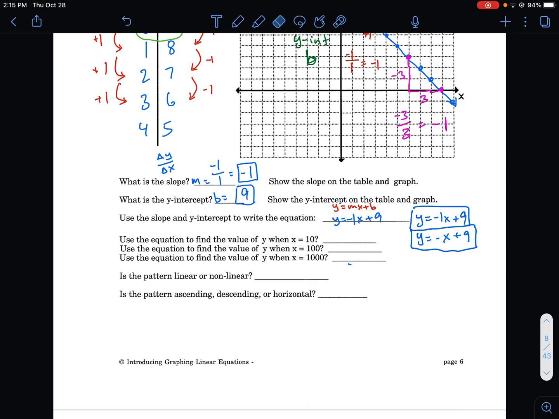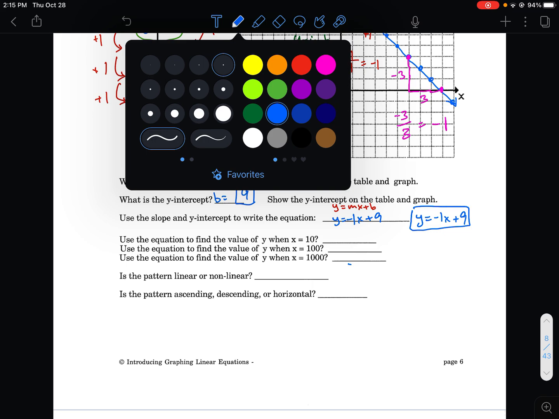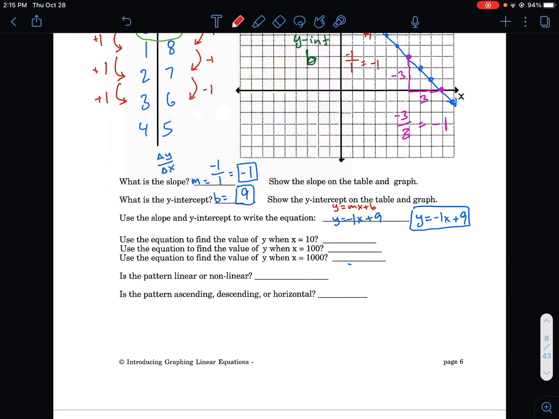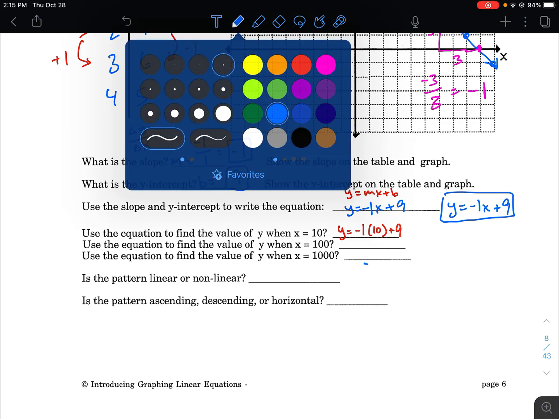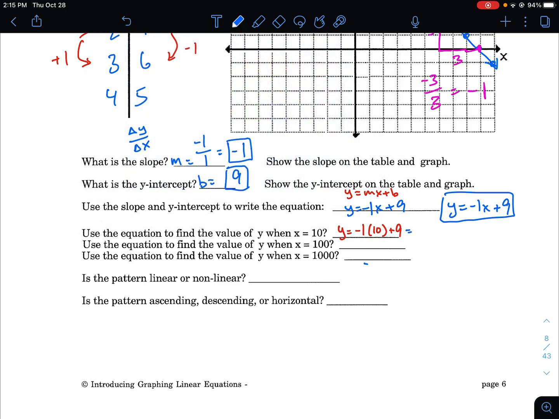All right, they want us to use the equation to figure out what y equals when x is 10. So we're going to replace x with whatever number they give us. So I'm going to use my equation, y equals m, which is -1, times x, which is in this case 10, plus 9. -1 times 10 is -10. And -10 plus 9 is, you subtract and you take the sign of the bigger number, which is negative. So that's -1.